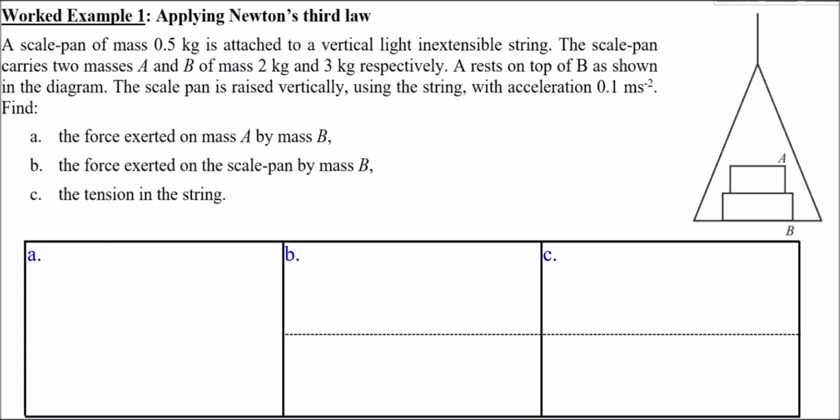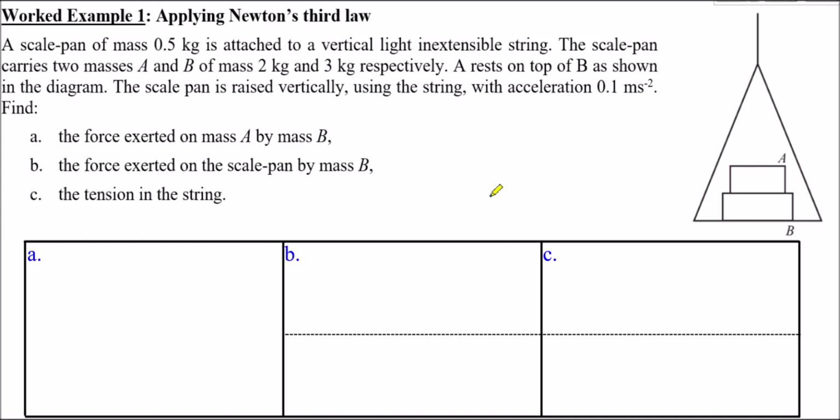Here's a worked example which has been adapted. So we have a scale pan. You might be thinking, what on earth is a scale pan? Well, a scale pan is a hollow device which is often hoisted up, for example, on a pulley or a lever, which carries things. So the scale pan is this triangular thing here, which is hollow, which is just a pan for carrying up objects, in this case, A and B.